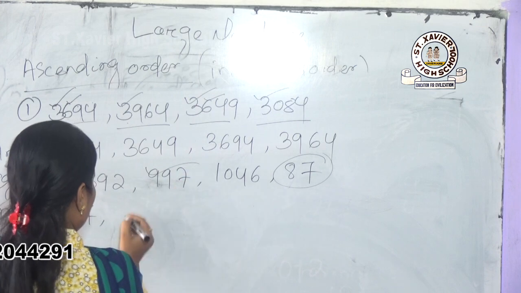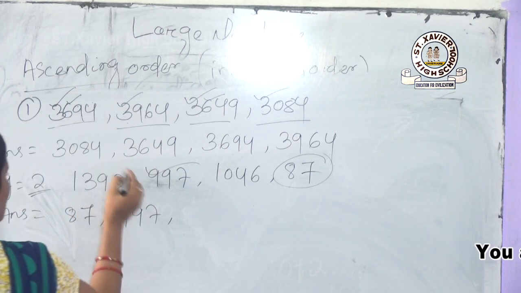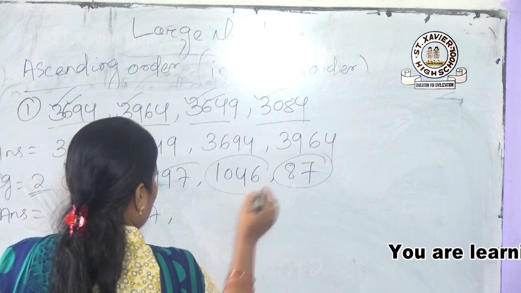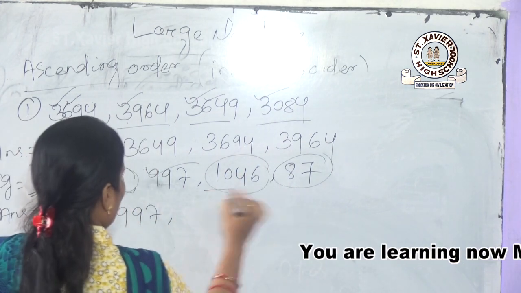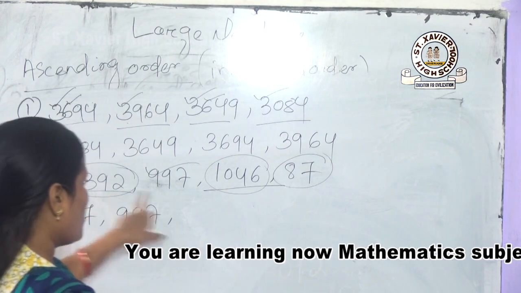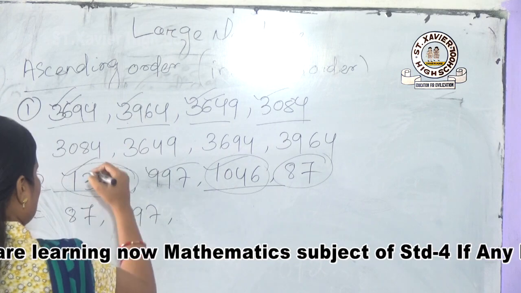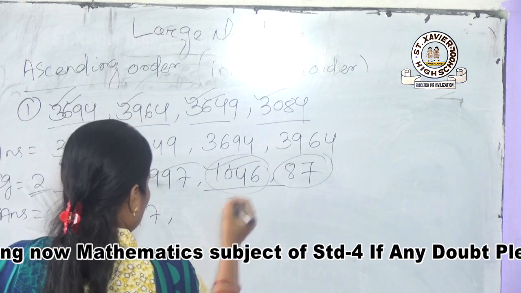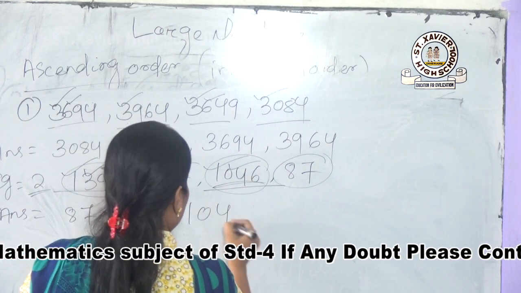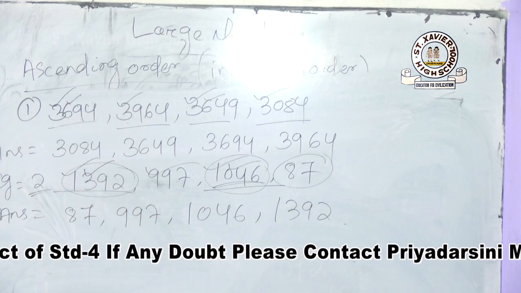Then the 3-digit number, 997. Then these are the two 4-digit numbers. We have to compare these two numbers, 1392 and 1046. So 1 and 1 are the same. Then 3 and 0. So first comes 1046, then 1392. This is your answer.